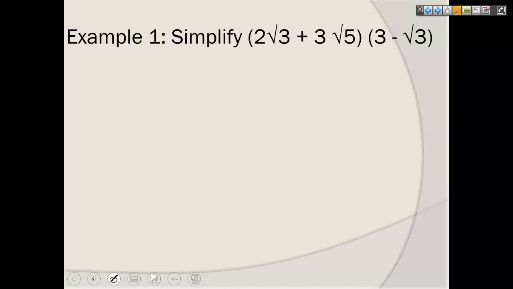So we have 2 square roots of 3 plus 3 square roots of 5 times 3 minus the square root of 3. So we're going to FOIL, just like we did with binomials. So 2 square roots of 3 times 3 is just like yesterday. The outside square root stuff gets multiplied together, and inside square root stuff gets multiplied together. So this is going to become 6 square roots of 3.